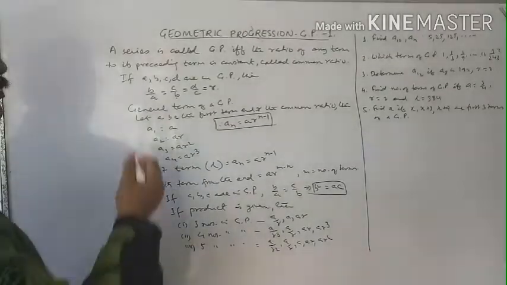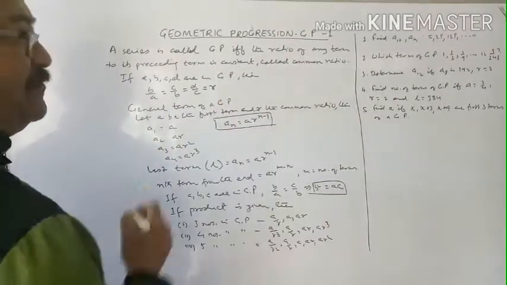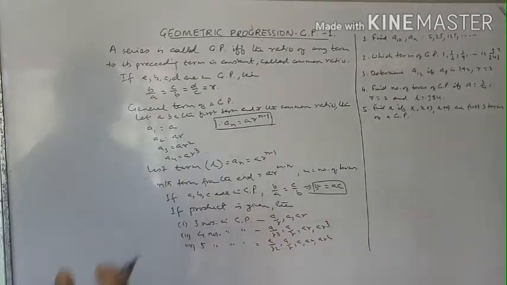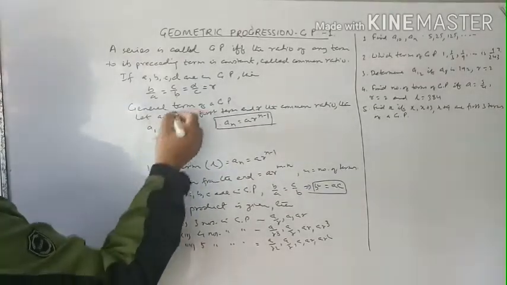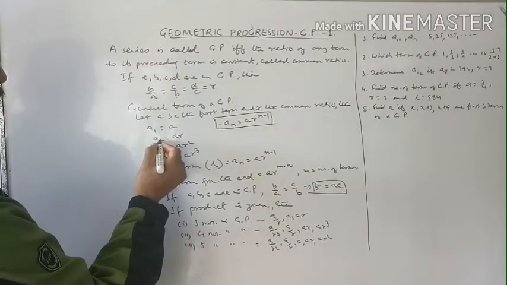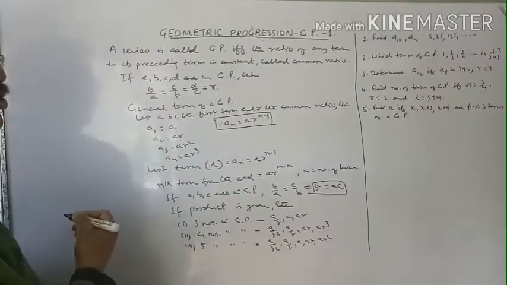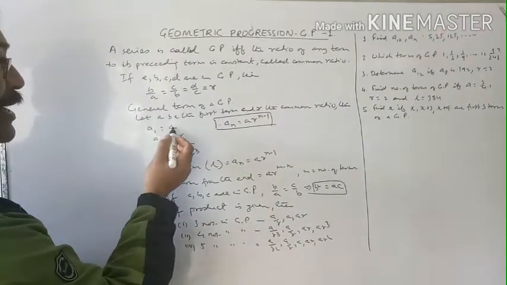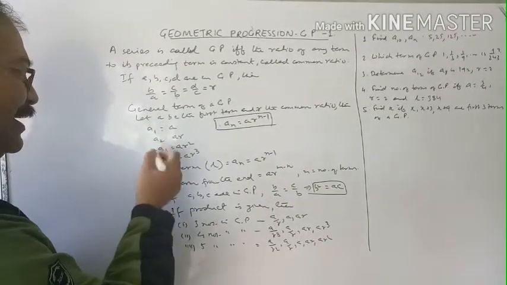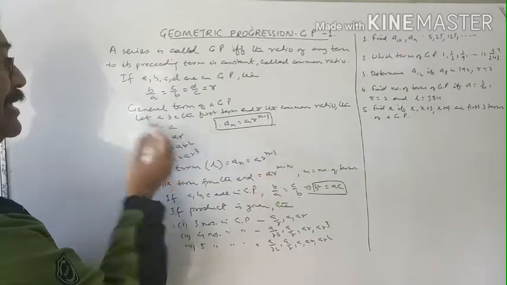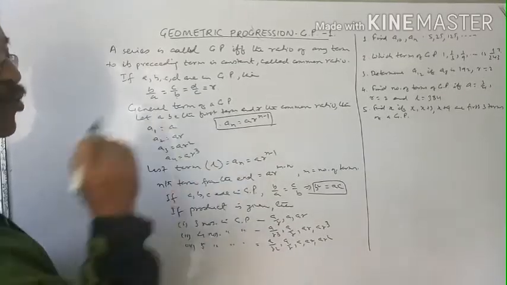Now, general term of GP. Let A be the first term and R be the common ratio. Common difference in AP, here common ratio. Then A1, the first term, is A only. Now you get the second term when you multiply the first term by R, so A into R, because R is the common ratio. If you multiply A1 by R, you get A2. If you multiply A2 by R, you get A3. If you multiply A3 by R, you get A4. So A1 is A, A2 is AR, A3 is AR square, A4 is AR cube, and so on.